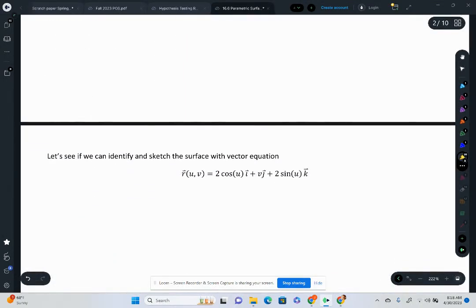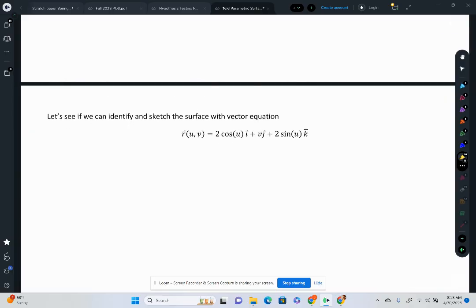Okay, so let's go ahead and see if we can identify and sketch a surface with some vector equation. So we're given here R of uv is equal to a vector with components 2 cosine of u, v, and 2 sine of u. And we want to know if we can actually identify what this surface is. And it's not blatantly obvious when you look at it. So what I tend to do is look for relationships. So I'm noticing that the x component is 2 cosine of u and the z component is 2 sine of u.